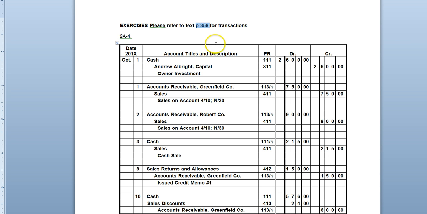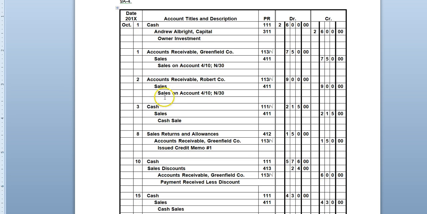Okay, but be sure when you go through this, be sure to read and go through each transaction so you can see the narration and then listen and follow my explanations through.